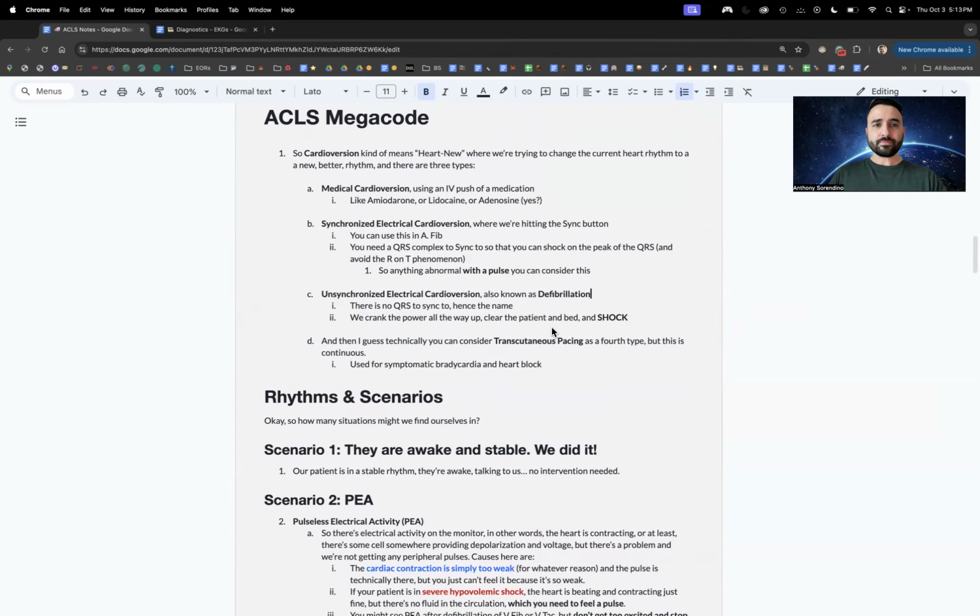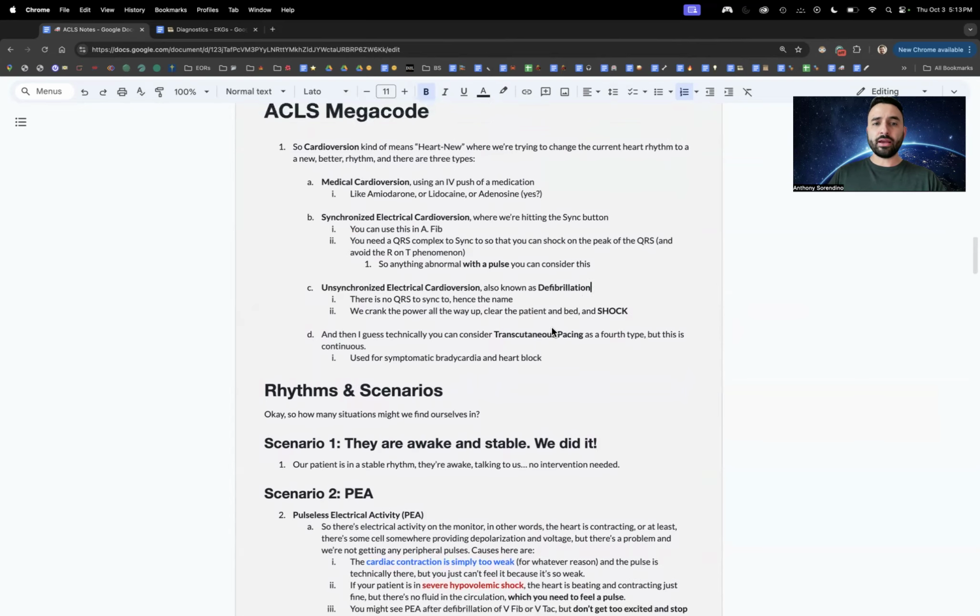All right. So I always thought this term cardioversion was interesting because it can mean a couple of different things. At the end of the day, what are we doing? We're giving the heart a new rhythm, or at least attempting to, but there are different ways we can do that. There's medical cardioversion, which uses an IV push of a medication like amio or lidocaine.